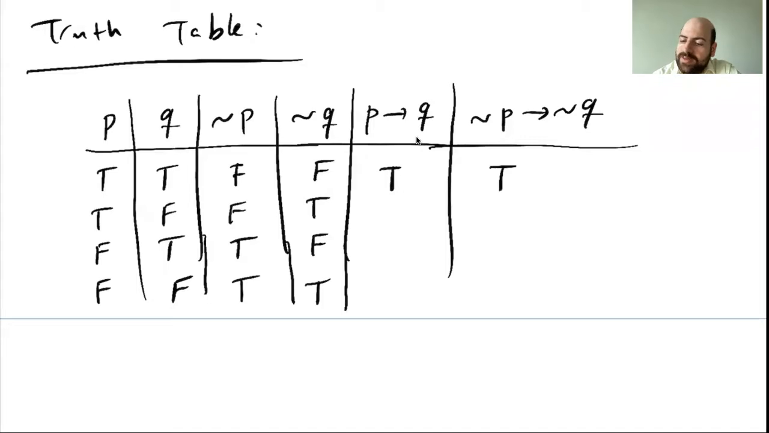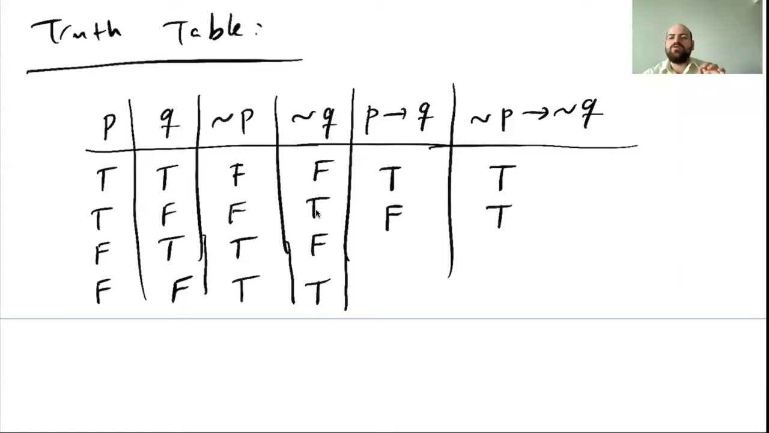Now let's look at the second possibility. True implies false. P is true, Q is false. True implies false, we said, is false. That is the only case where we get false. True implies false, we get false. But what about negation P implies negation Q? Right now I'm in the second case, okay? So in the second case, negation P is false, negation Q is true. False implies true, right? Negation P implies negation Q. False implies true is true.